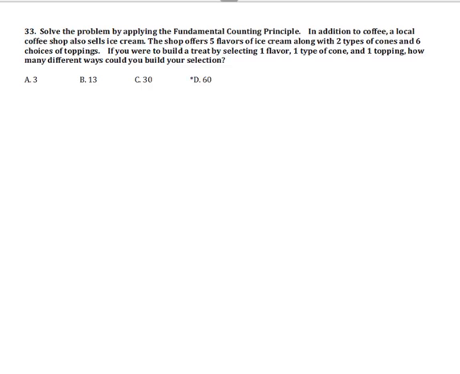Item number 33. Solve the problem by applying the fundamental counting principle. Now, the fundamental counting principle basically says if you have one item that you can choose n ways, another item that you can choose m ways, and even another item that you can choose p ways, that you just multiply those ways together.